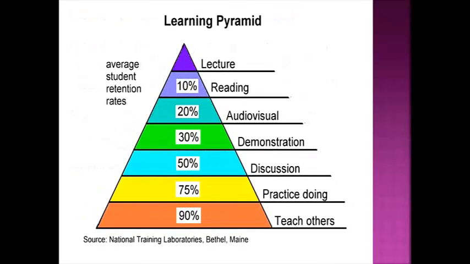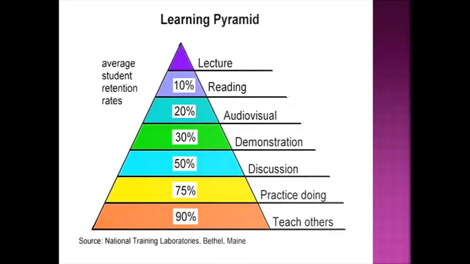So on a learning pyramid, I just wanted to bring you back to this to show how practice doing causes a student to retain 75%. It is way up there as a really important tool. Lecturing and reading, of course, can be part of your actual class, but as you go lower on the pyramid, you will see that discussion, practice doing, and teaching others is really important. And it causes the student to be more engaged.